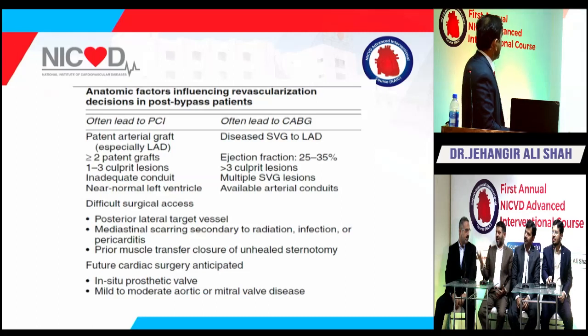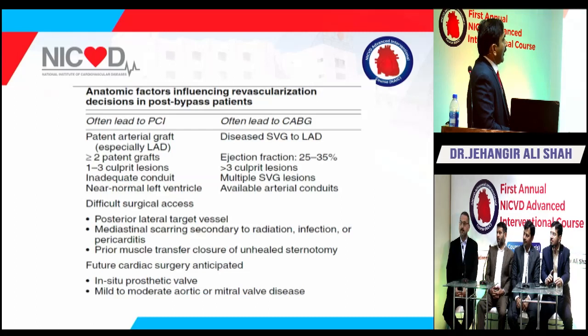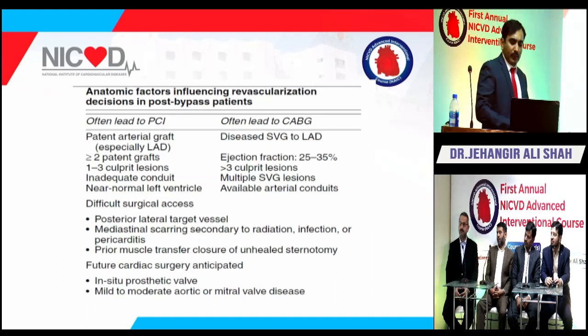As we already discussed, those patients go for the PCI if there is a patent arterial graft, especially LAD. If the LAD graft is diseased along with LV dysfunction, as we discussed in the previous talks, and more than 3 culprit lesions and multiple SVG lesions and available arterial conduit, you can send this patient for CABG. If there is unavailability of the conduit, you can go for the percutaneous intervention.